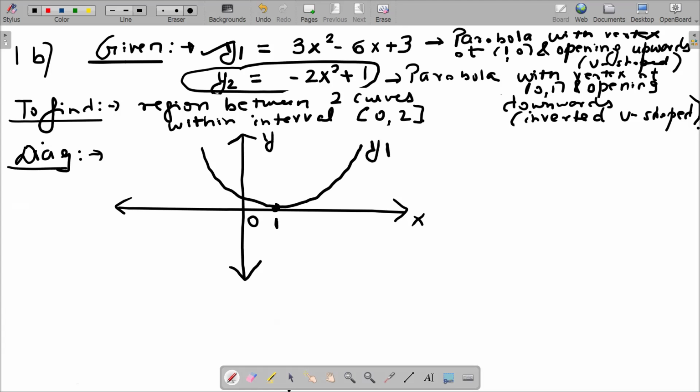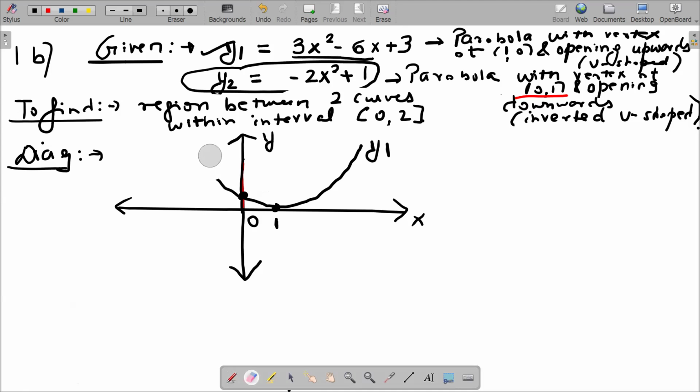This is Y1, and in red color, vertex is at 0, 1. So let's say this is 1. Okay, so since we are drawing a rough sketch, we need to be somewhat accurate, not exactly accurate. So let me also find this point for all students. What will this point be? So when x is 0, what will y1 be? When x is 0, y1 is 3.